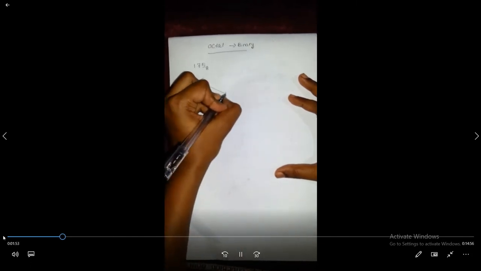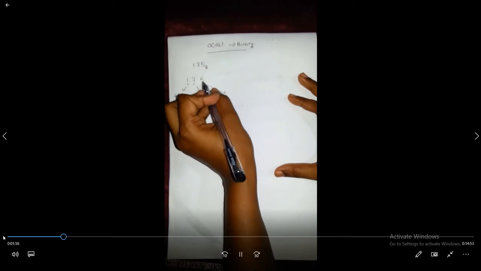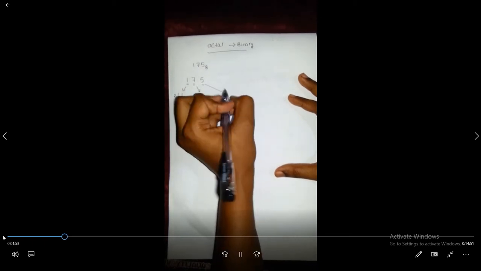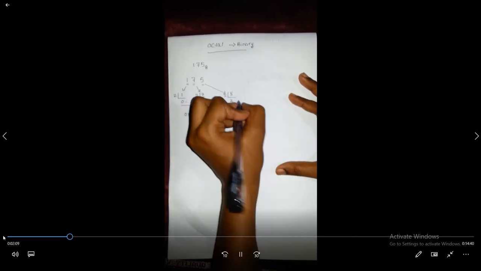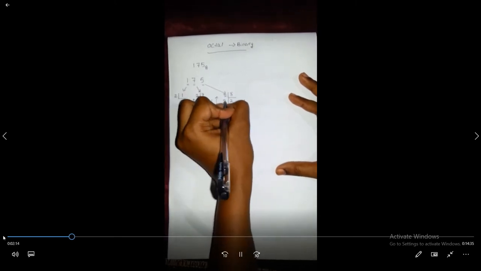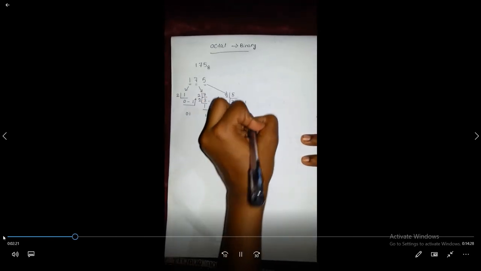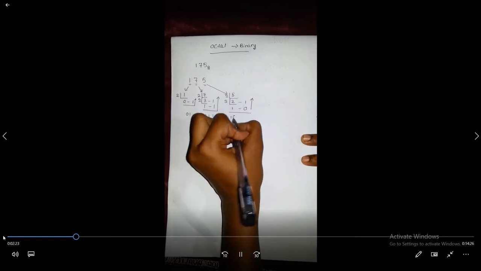So now I'm taking this one. I consider it as a decimal 5. In order to convert decimal 5 into its binary version, I divide it by 2. How many 2's are there in 5? There are 2 2's in 5 and 1 is remaining. Again, I'm going to divide this by 2. There is 1 2 in 2 and 0 is remaining. Now I have to write from here to here. I'm getting 101.